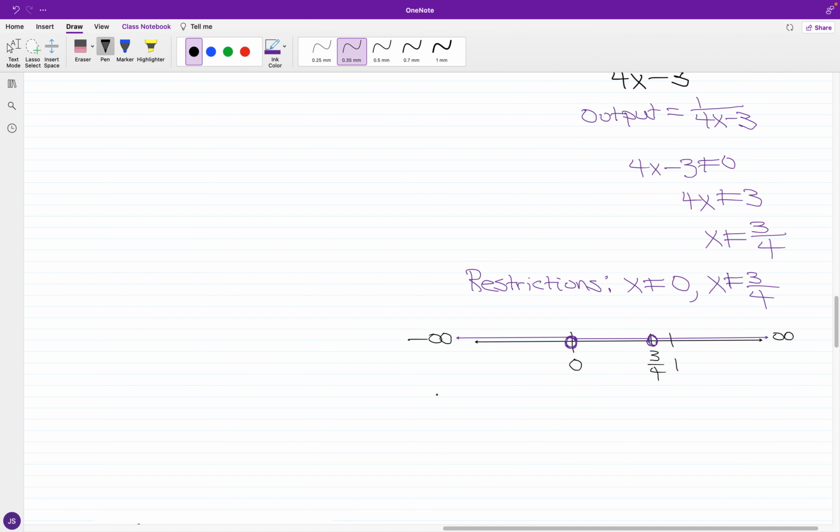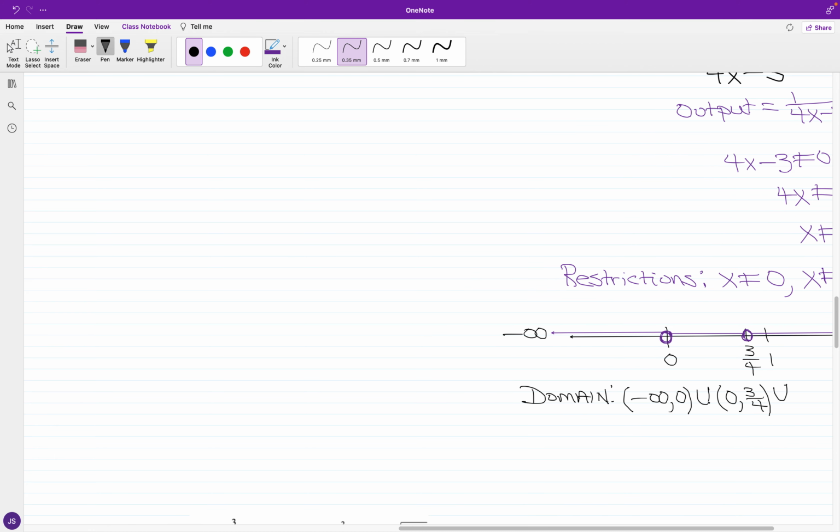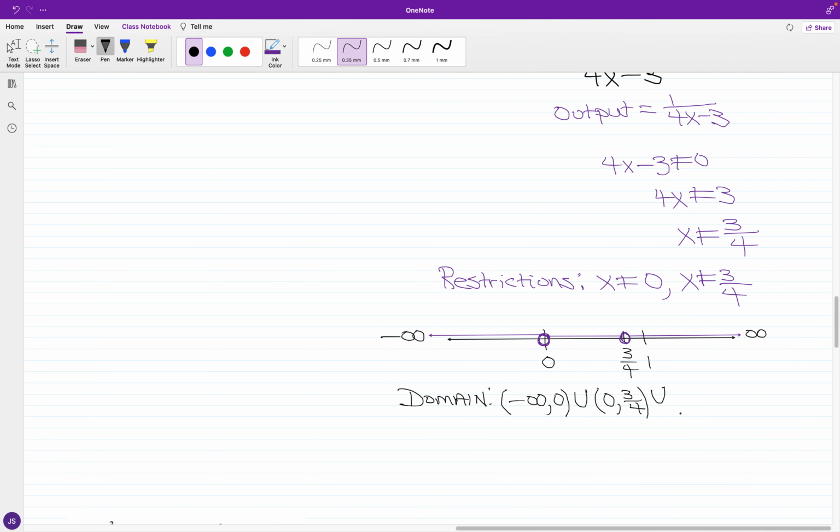Okay, so for the domain of g composed with f of x, you have those values less than 0, followed by those values between, but not including, 0 and 3/4. So maintain the use of parentheses, and for the rest of the values, you have those values of x which will be greater than 3/4.